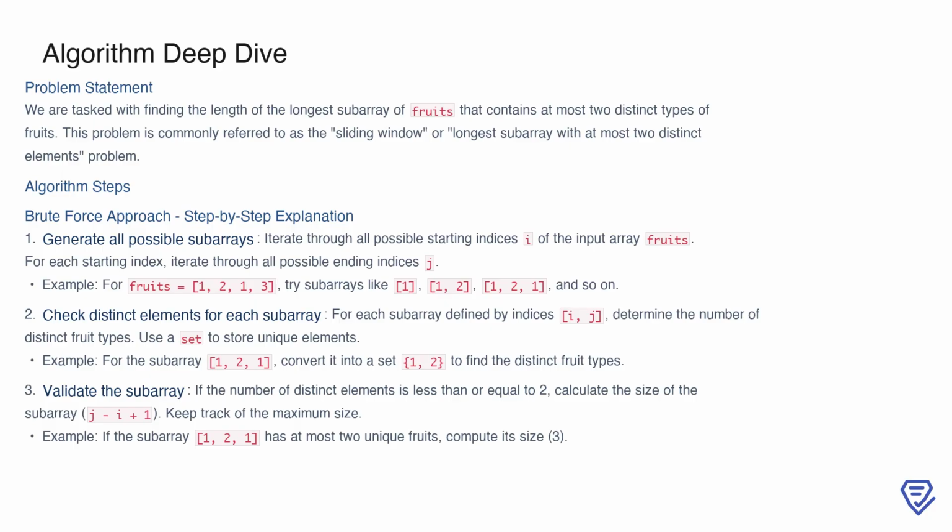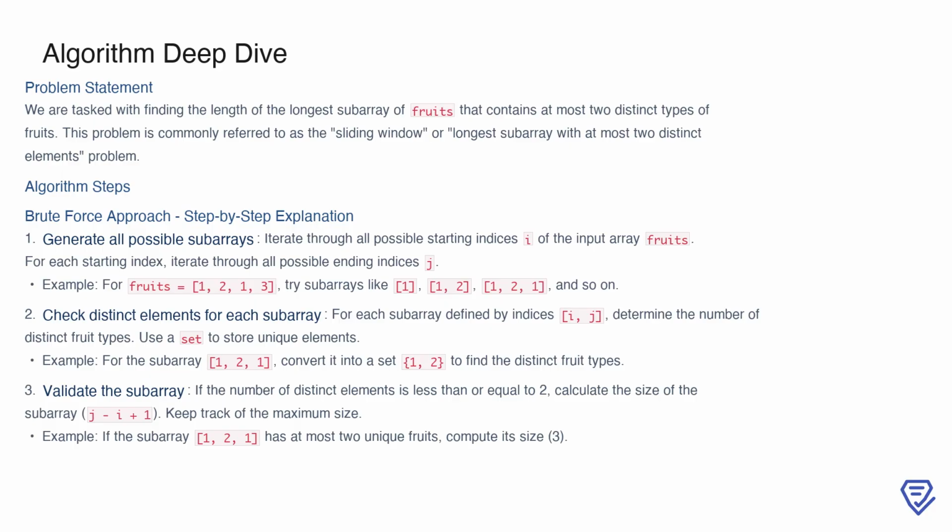We start by generating all possible subarrays of the input array. For each starting index i, we iterate through all ending indices j to form subarrays. For example, if the input is 1, 2, 1, 3, we generate subarrays such as 1, 1, 2, 1, 2, 1, and so on. Then, for each subarray, we determine the number of distinct elements by converting the subarray into a set. Using this, we can see, for instance, that the subarray 1, 2, 1 has distinct elements 1, 2.